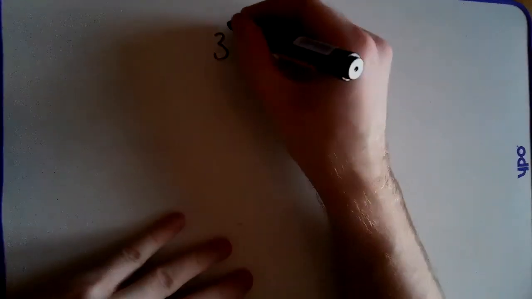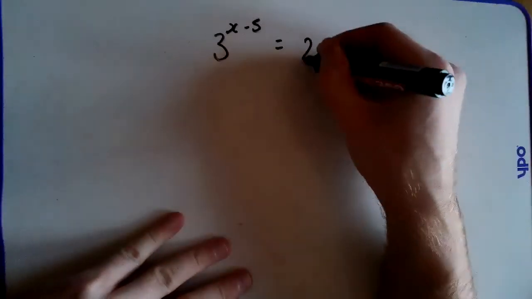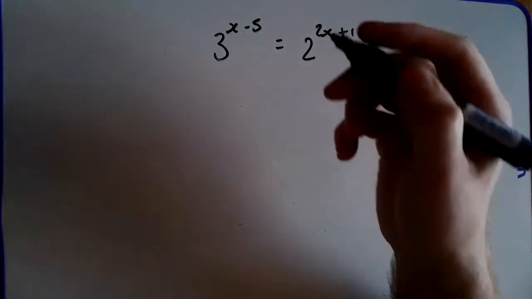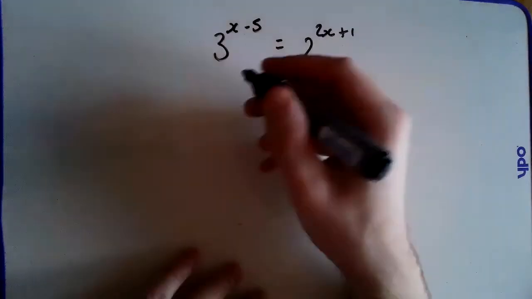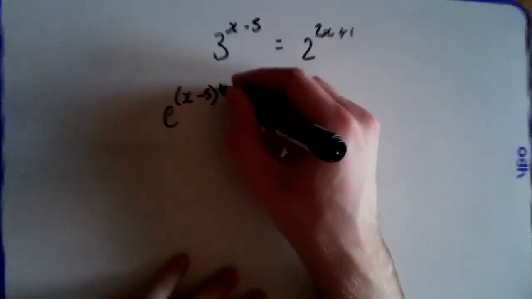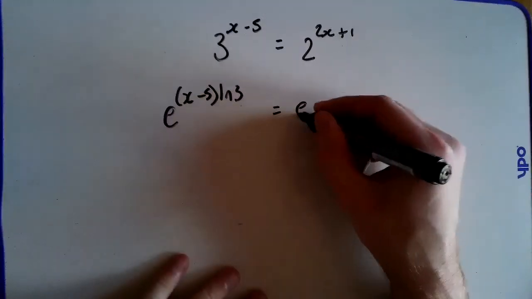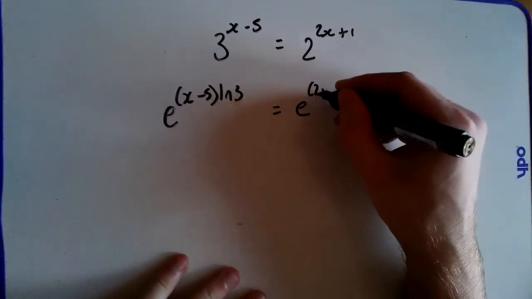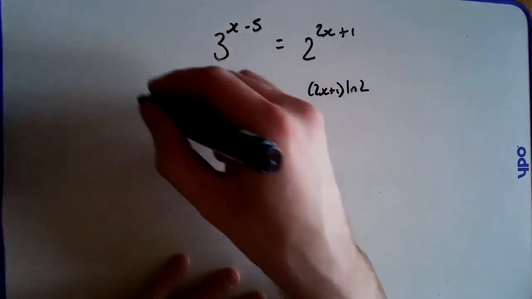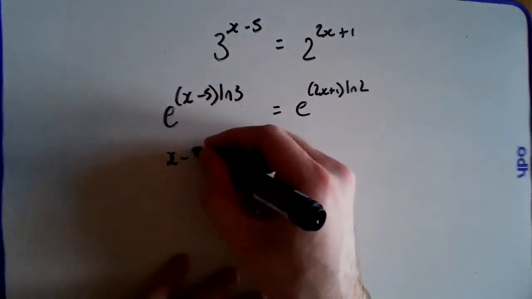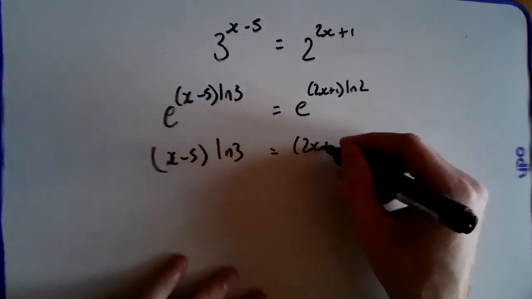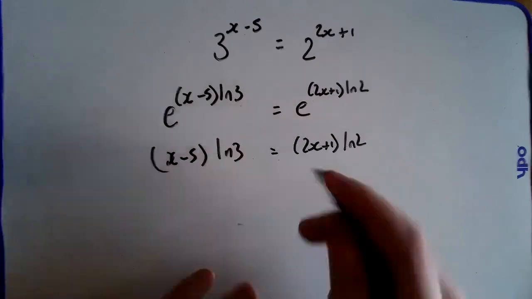Okay, next one, 3 to the x minus 5 is 2 to the x plus 1. So again, there's 2 ways to start this, but more than 2 ways, but 2 common ways. So you can change them into e's. So e to the (x minus 5) ln 3 equals e to the (2x plus 1) ln 2. And you can do ln on both sides, which cancels out the e's. So (x minus 5) ln 3 equals (2x plus 1) ln 2. The brackets are really important.